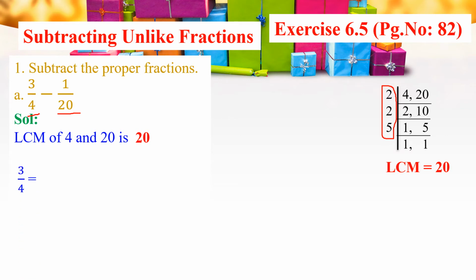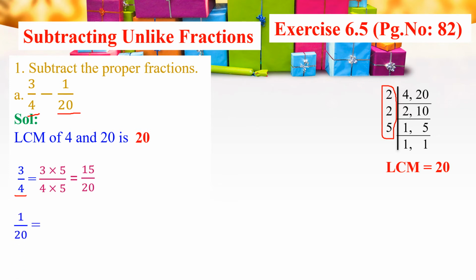Therefore, let us take the first fraction 3 by 4. We need to convert the denominator into 20. So, 4 fives are 20. When we multiply the denominator by 5, we need to multiply the numerator by 5. So, 3 into 5 by 4 into 5, which is equal to 15 by 20.